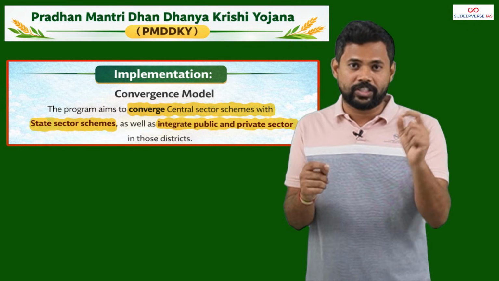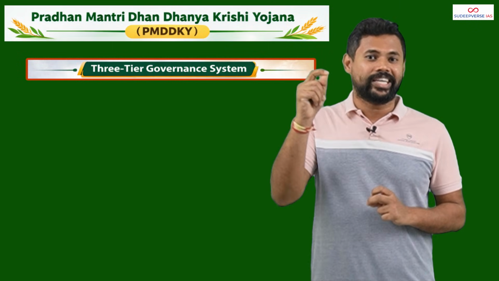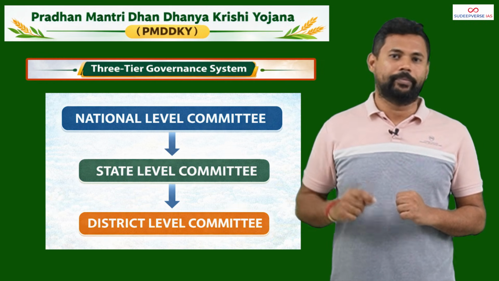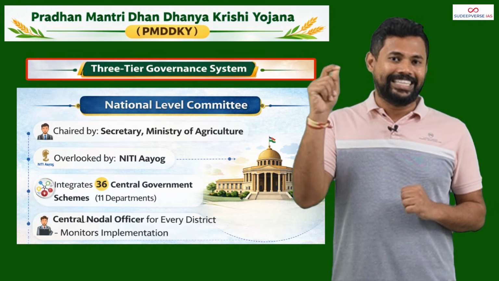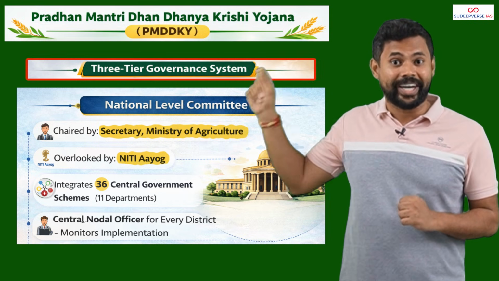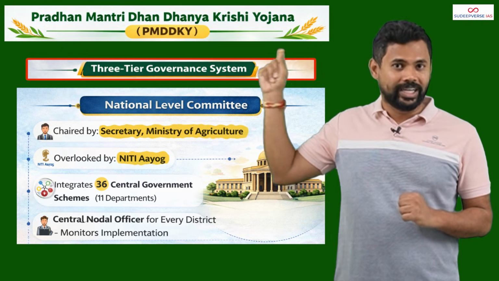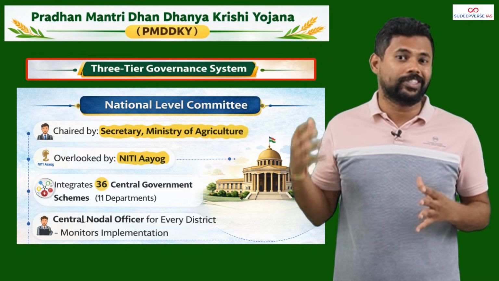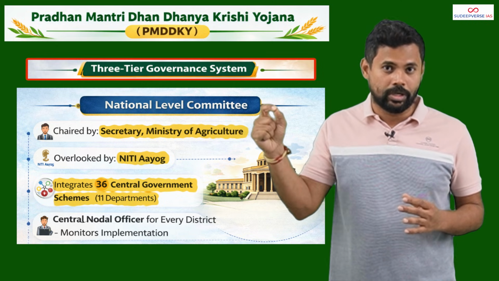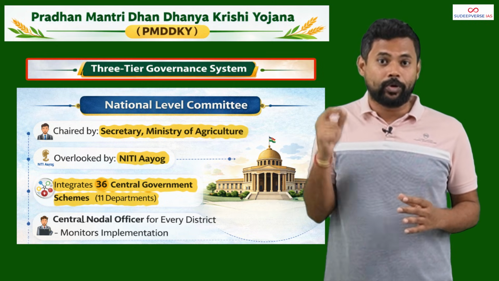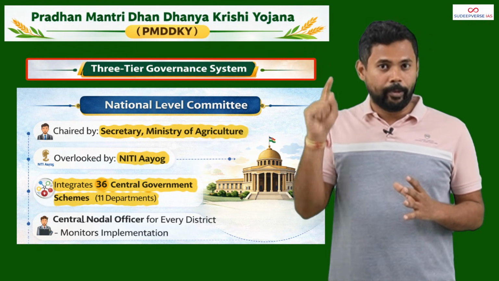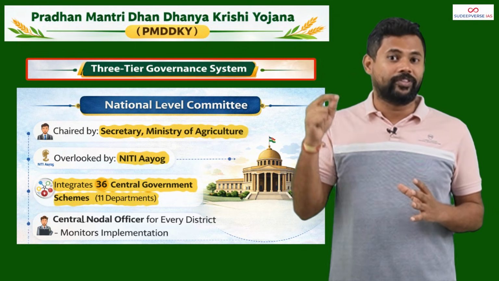Now, to make sure that the convergence and coordination work very well, a three-tier system is created. You have the national level committee, the state level committee, and then the district level committee. The national level committee is chaired by the Secretary of the Ministry of Agriculture. However, it is overseen by the NITI Aayog to guide and advise on any matter regarding this program. The purpose of this national level committee is to integrate 36 central government schemes across 11 central departments, so they have to oversee whether these schemes are being implemented in those districts effectively. For that, they will be monitoring from the national level, and that is the main job of the national level committee.